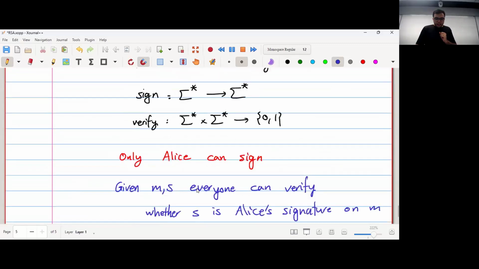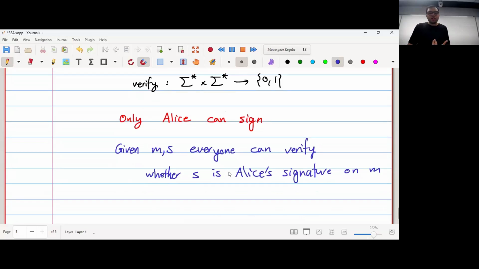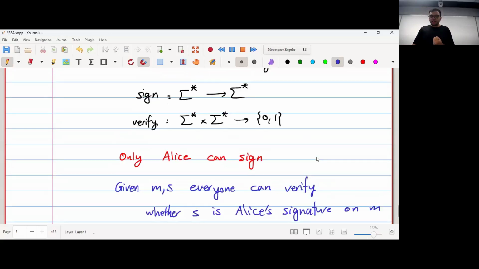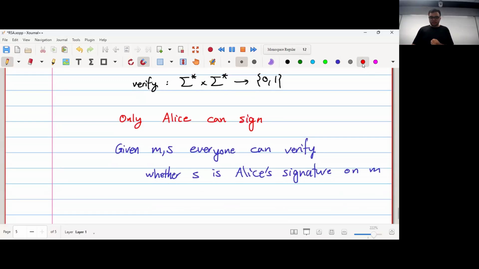So the properties that I need for digital signatures are actually pretty much the same as the properties that I needed for my encryption and decryption. It's just that only Alice can sign. This is basically saying that signing should be similar to decryption. It should be something that only one person can do. And I want everyone to be able to verify. So that means that verification should be similar to encryption. It should be something that everyone can do.